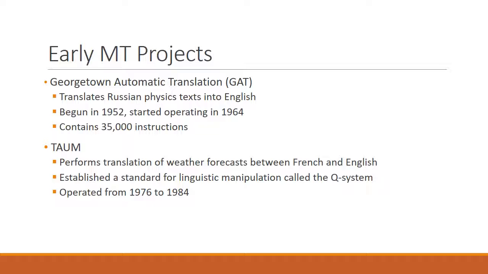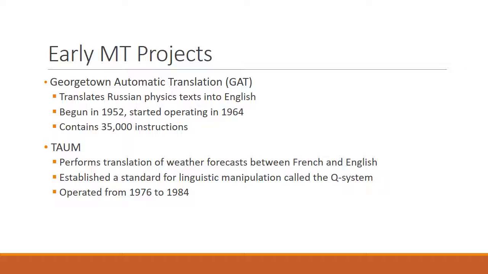In the early days, projects in machine translation were mostly domain-specific. Georgetown Automatic Translation is an example of this kind. The project started in 1952 and began to operate in 1964. It was founded by the military and intelligence community for the purpose of translating Russian physics texts into English.